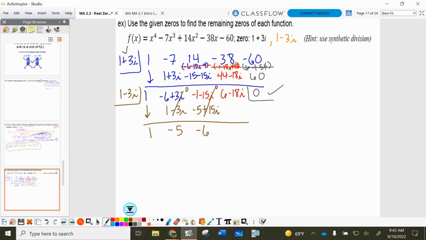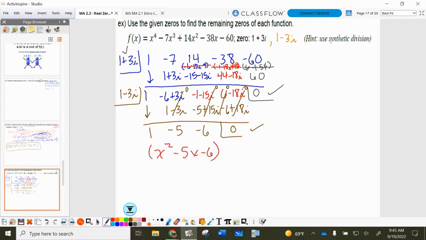Negative 6 times 1 minus 3i is going to give me negative 6 plus 18i. The negative 18i and positive 18i cancel. The 6 and negative 6 cancel, and I have a remainder of 0, which we knew we would because we already knew 1 minus 3i was a root. So what we have here now is the remaining polynomial, x squared minus 5x minus 6.